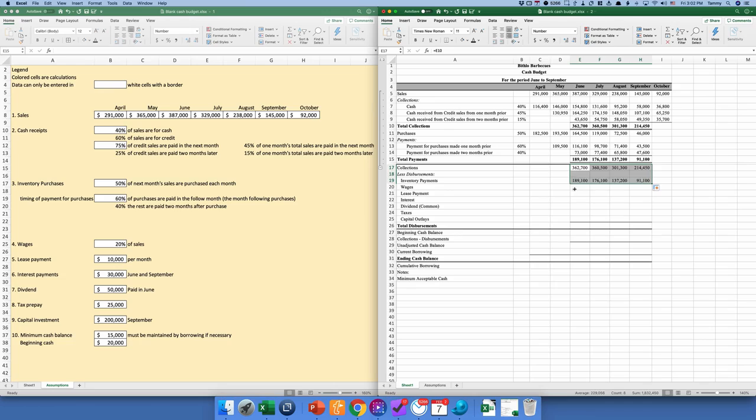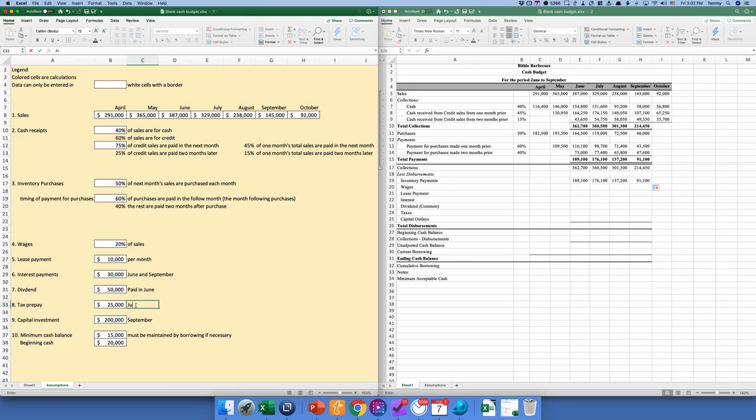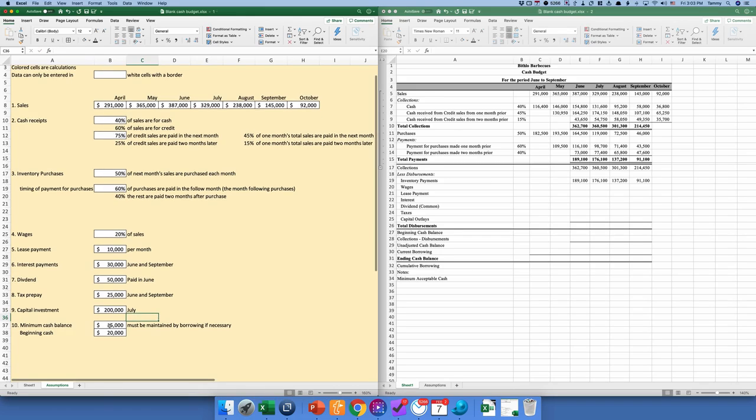Now, we have other assumptions about our cash outlays. We have 20% of sales in wages. We have lease payments every month. We have interest payments coming up in June and September. We have a dividend that we are going to pay in June. Our tax prepays, I forgot to write that in, are also in June and September. And we are looking at a capital investment, and I'm sorry, I wrote the word September, but what I should have written was July. We have a capital investment coming up in July.